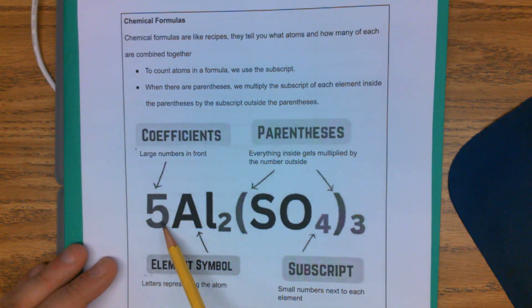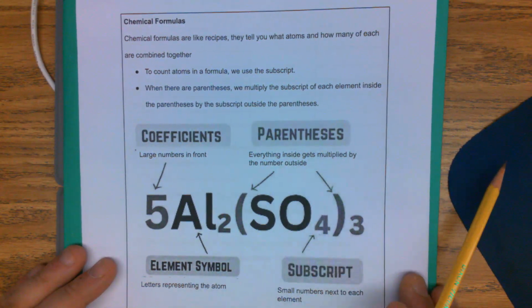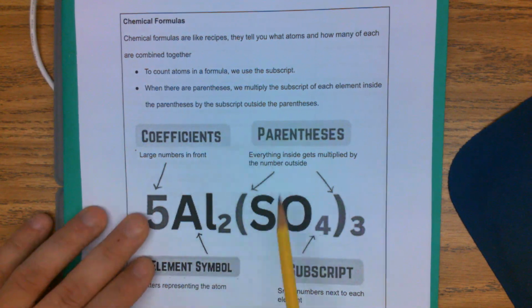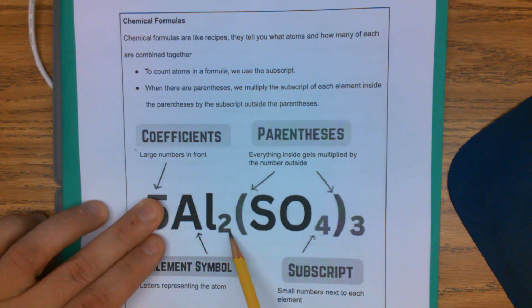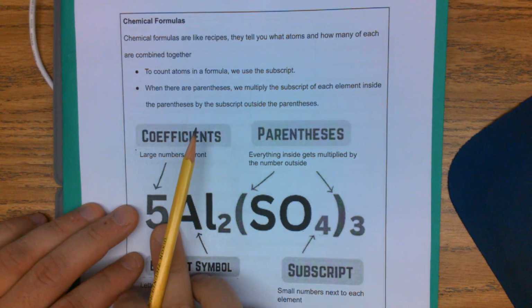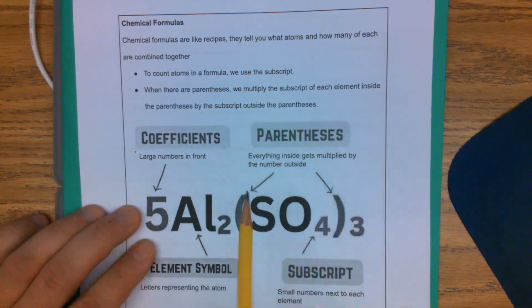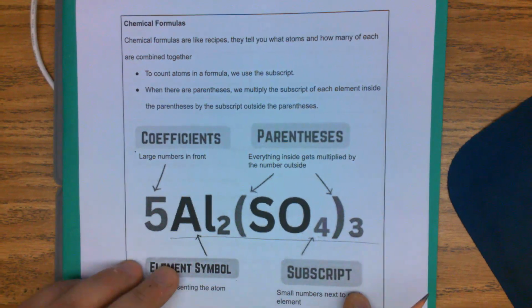We have coefficients, numbers in front. We have symbols. We've seen these before. We have subscripts, which are the little numbers, and then we have parentheses. So these are going to tell us, this is like the recipe for the element. So when we read this, we're saying that we have 2Al. The subscripts tell us how many of each we have, before it, 4O. The number in front, the coefficients, tell us that we have 5 of the whole thing. So this whole thing, we have this 5 times.